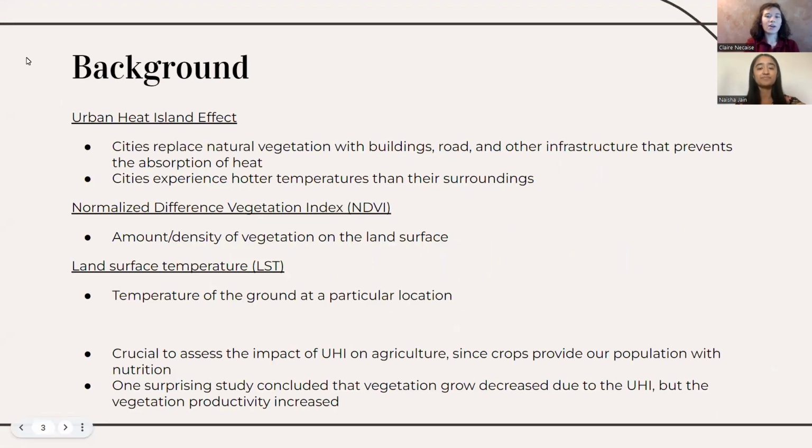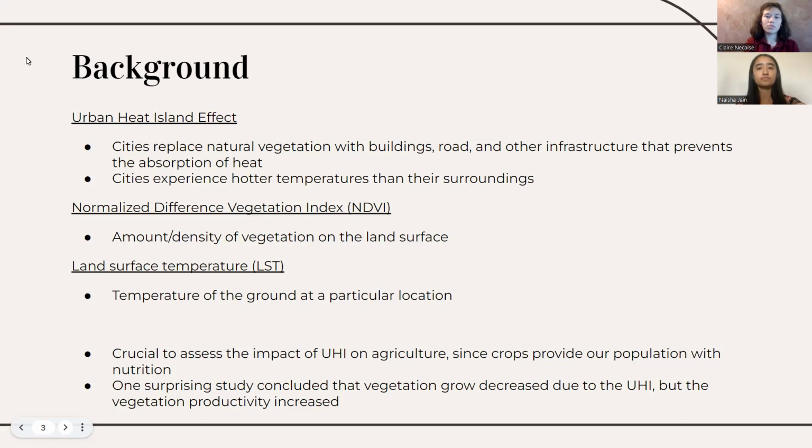So, some background on our topic. We chose to examine the correlation between agriculture and urban heat island because of how important agriculture is to society. It provides us with food, clothing, and is also an important economic factor for the United States.